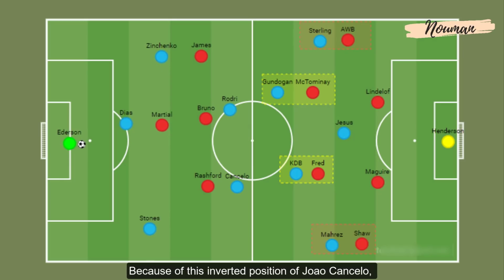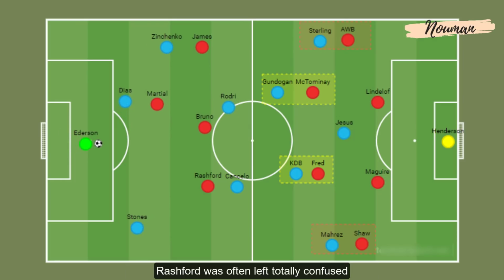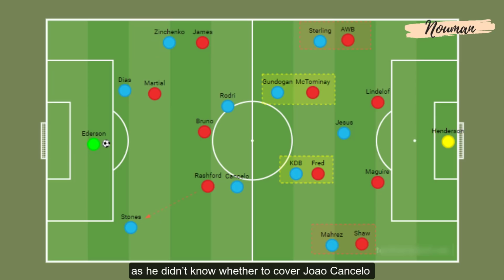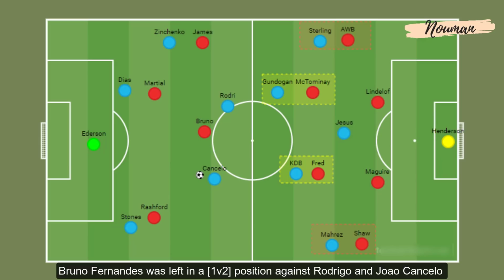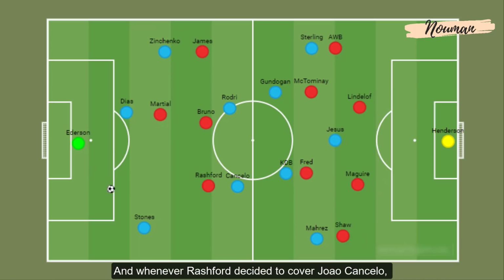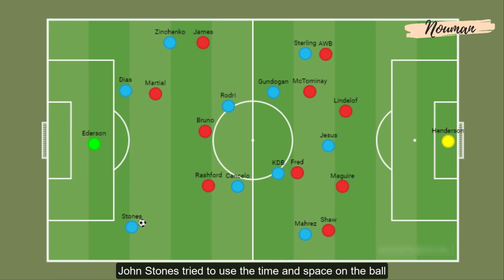Because of this inverted position of Joao Cancelo, Rashford was often left totally confused as he didn't know whether to cover Joao Cancelo or step out and press John Stones, who had time and space to receive the ball. So whenever Rashford stepped out to press John Stones, Bruno Fernandes was left in a 1v2 position against Rodrigo and Joao Cancelo. And whenever Rashford decided to cover Joao Cancelo, John Stones tried to use the time and space on the ball to play long passes behind the Manchester United defense for the runs of Gabriel Jesus and Raheem Sterling.